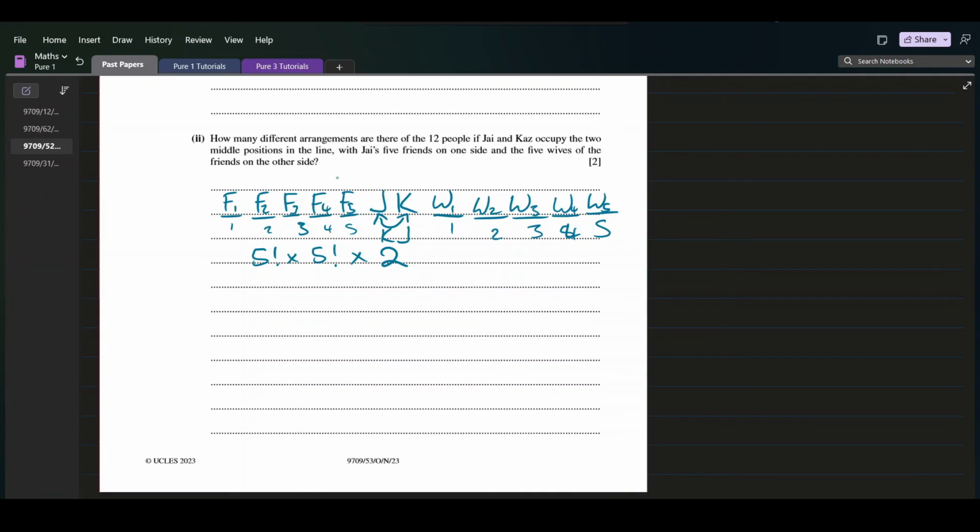And also they didn't tell us that the 5 friends have to be specifically on the left hand side and the wives on the right hand side. So that means we can actually swap these two groups so that the wives are on the left hand side and the friends on the right hand side, and for that reason we multiply by 2 again. And so if we punch that into the calculator, that's 5 factorial times 5 factorial times 2 times 2, which gives us 57,600. And this is our final answer.